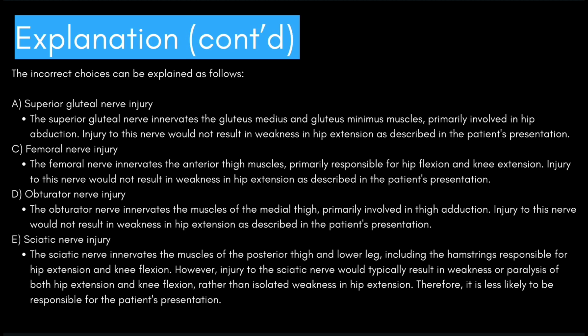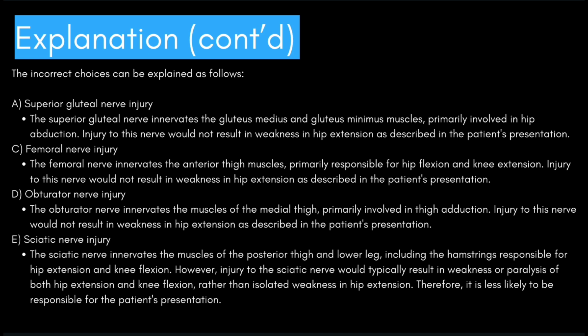Superior gluteal nerve injury. The superior gluteal nerve innervates the gluteus medius and gluteus minimus muscles, primarily involved in hip abduction. Injury to this nerve would not result in weakness in hip extension as described in the patient's presentation. Femoral nerve injury. The femoral nerve innervates the anterior thigh muscles, primarily responsible for hip flexion and knee extension. Injury to this nerve would not result in weakness in hip extension as described in the patient's presentation.